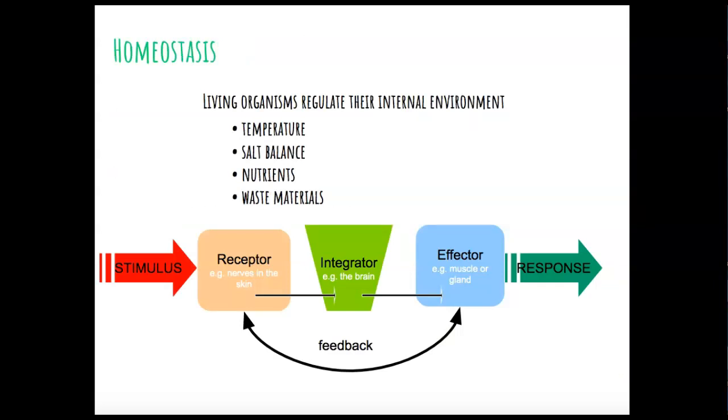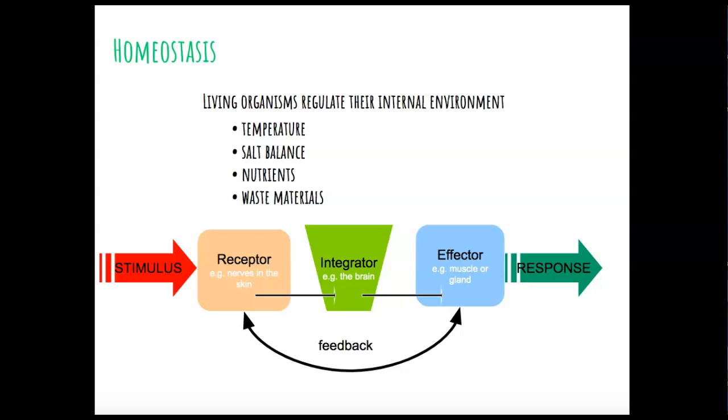Homeostasis. Living organisms regulate their internal environment. This can be in different ways. Living organisms can regulate their temperature, their salt balance, their nutrients, and waste materials. And it's not only animal cells that do this, plant cells do this as well. So when we're talking about homeostasis, there's going to be a stimulus, and some type of receptor response to that stimulus, such as nerves in your skin, glands in your body, hormones, things like that.